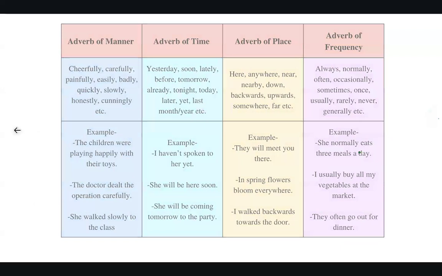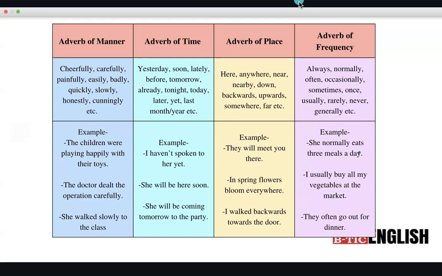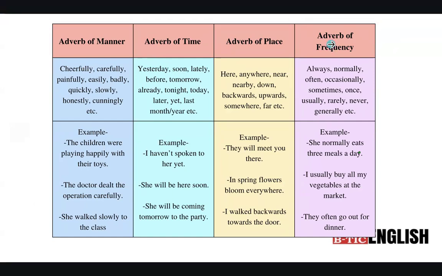Okay, types of adverbs. So adverbs are divided into 4 types: adverb of manner, adverb of time, adverb of place, and adverb of frequency. Adverb of manner means how you do things, the behavior of you doing things. For an example, drive slowly. How to drive? Slowly. Write quickly. How should I write? Quickly. So adverb of manner means something related to behavior, how you do things. It's called an adverb of manner.